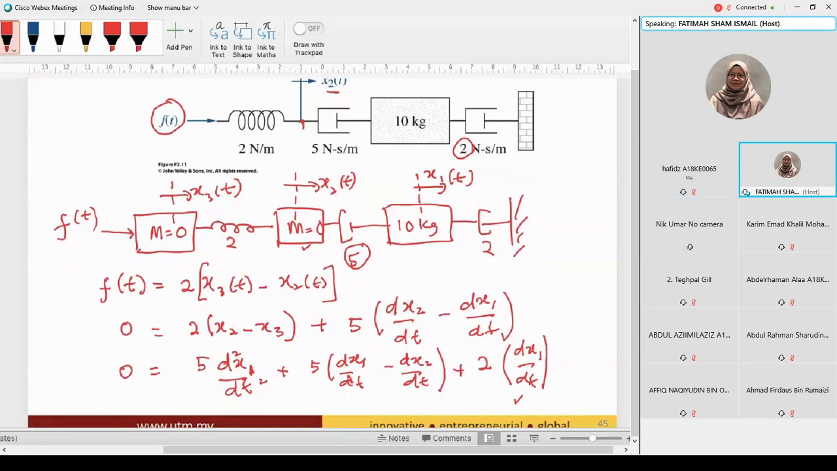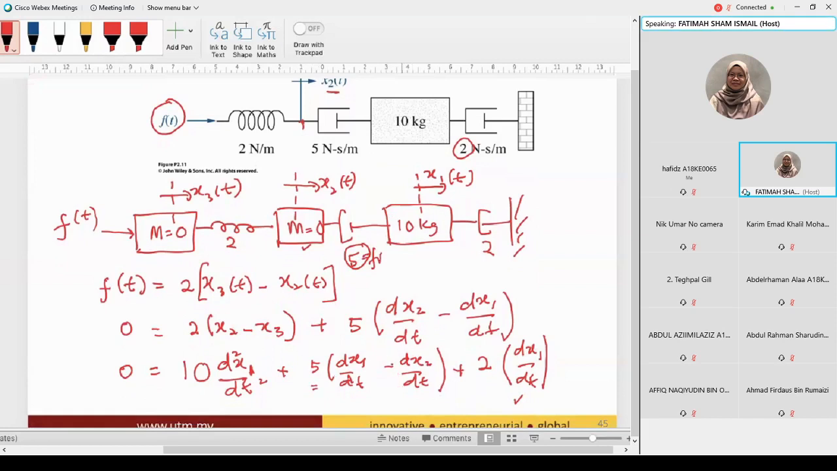10 kg. This is not 5 kg, so this one is not 5. Yeah, 10 kg, 10 kg. 5 here is 5 MV. This one is MV.